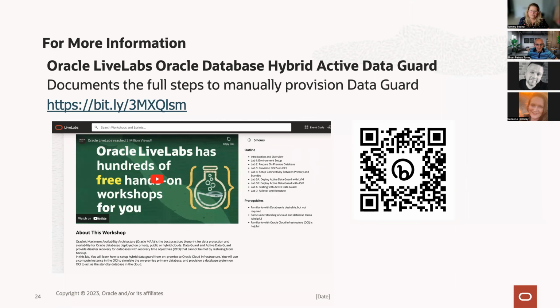Sinan, I think you mentioned the Oracle Live Labs, and this is another link to the Live Labs that is available for you to take a look at. Even if you don't have a system to run Live Labs, it has a lot of good detailed information about how to set up your hybrid Data Guard as well.